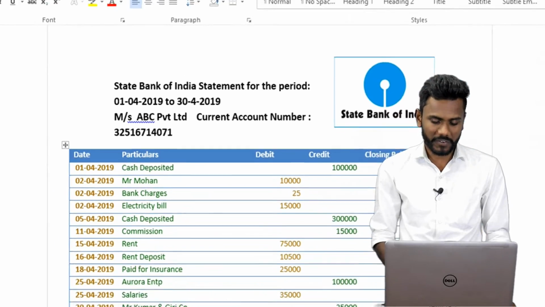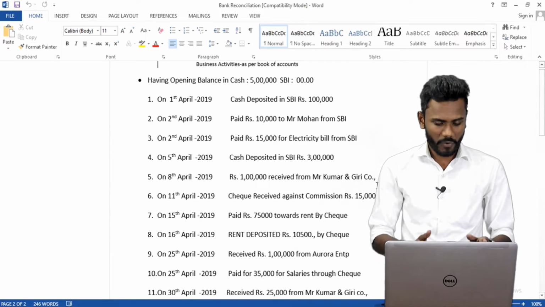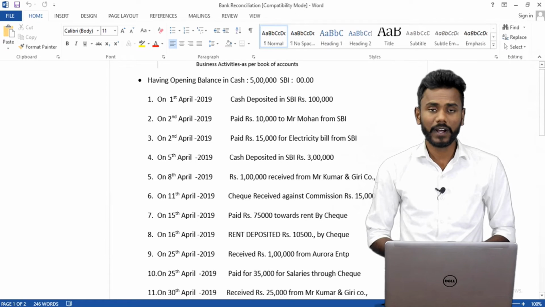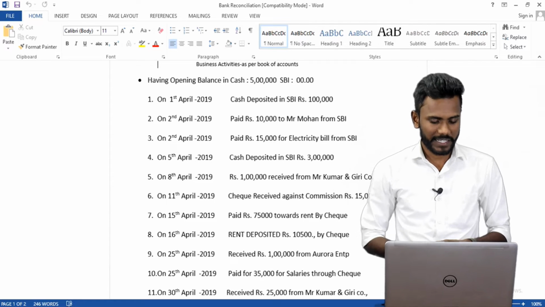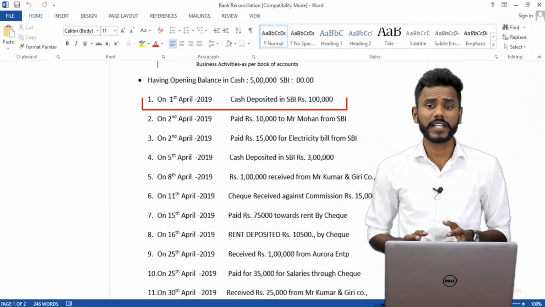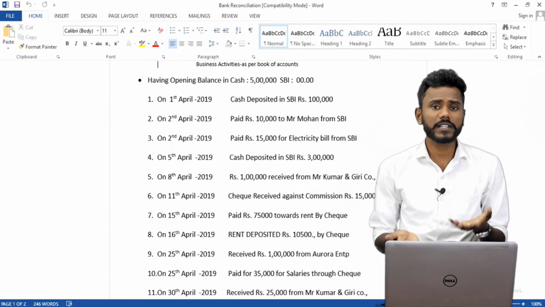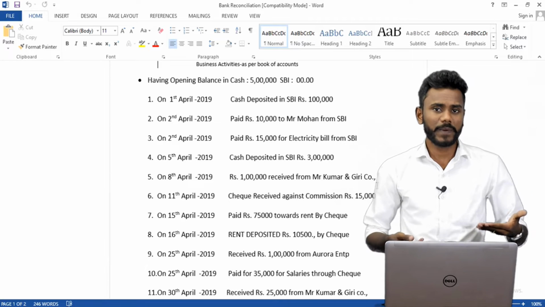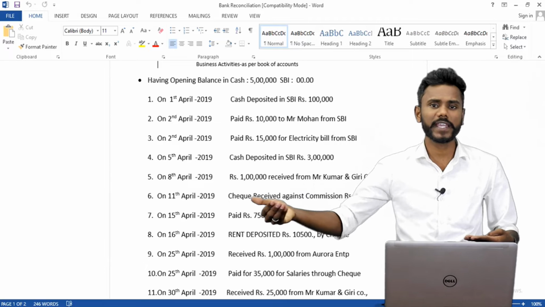So now just assume that we don't have the bank statement with us right now throughout the month. We just updated a cash opening balance of 5 lakhs, right? Next, the transaction is that on 1st April 2019, cash deposited rupees 1 lakh in SBI. Who deposited? ABC Private Limited. In whose SBI? ABC's account, right?